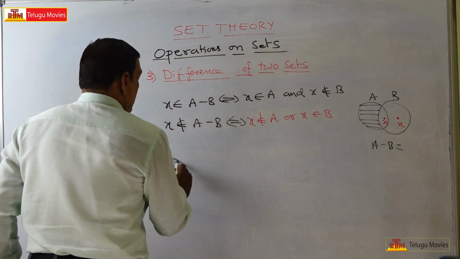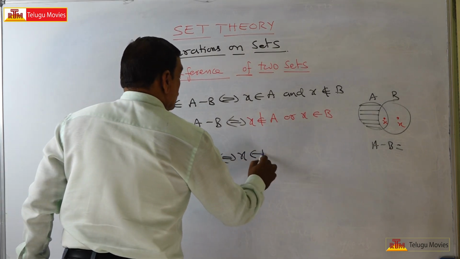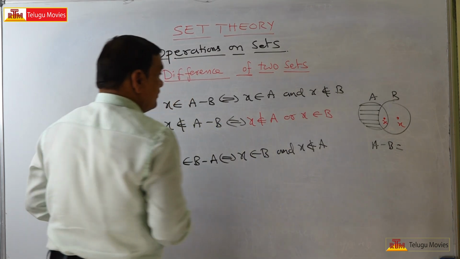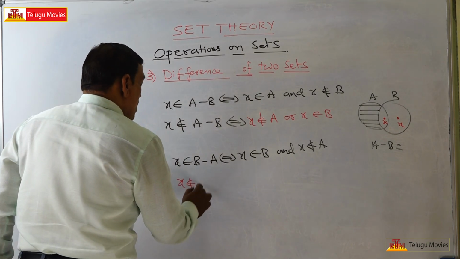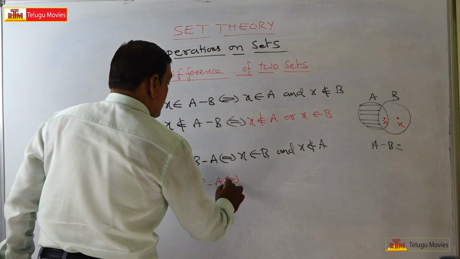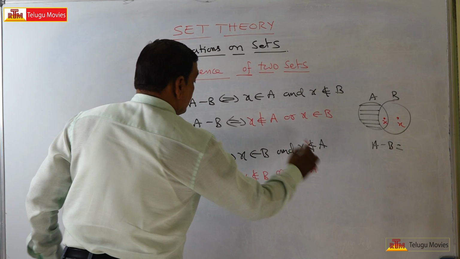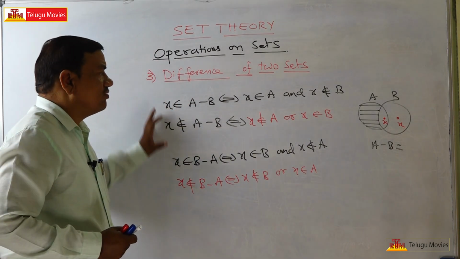Here for B minus A also the same thing applies. For example, if X belongs to B minus A, that implies X belongs to B and X does not belong to A. Suppose the element does not belong to B minus A, then X surely does not belong to B, or it belongs to A. Understand? Very, very important topics, these things.